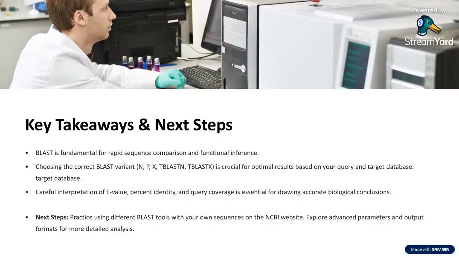When BLASTN fails to find homology due to high divergence, tools like BLASTX and TBLASTX help us by translating the sequence and revealing hidden protein level similarities, giving us functional and evolutionary insights that direct DNA comparison misses.